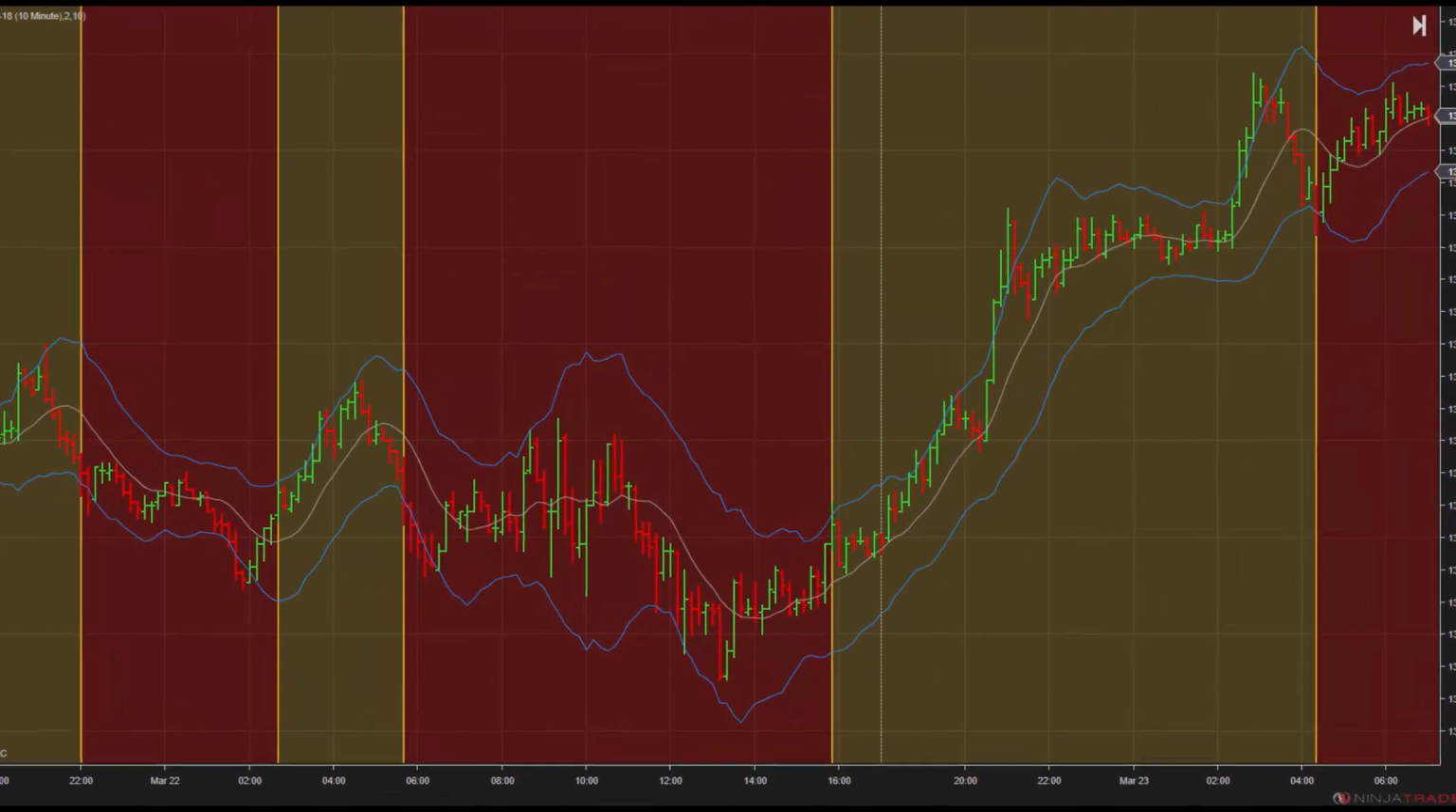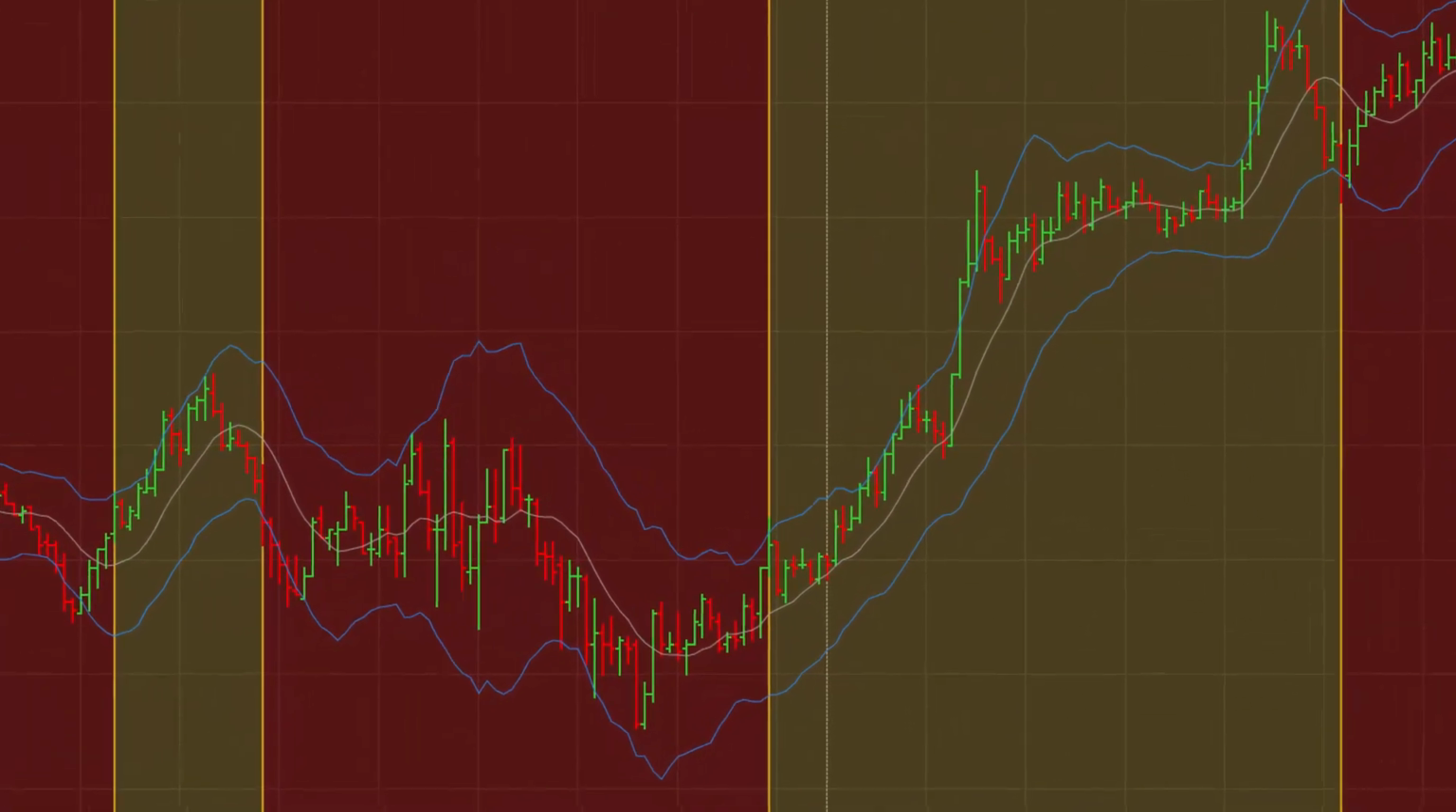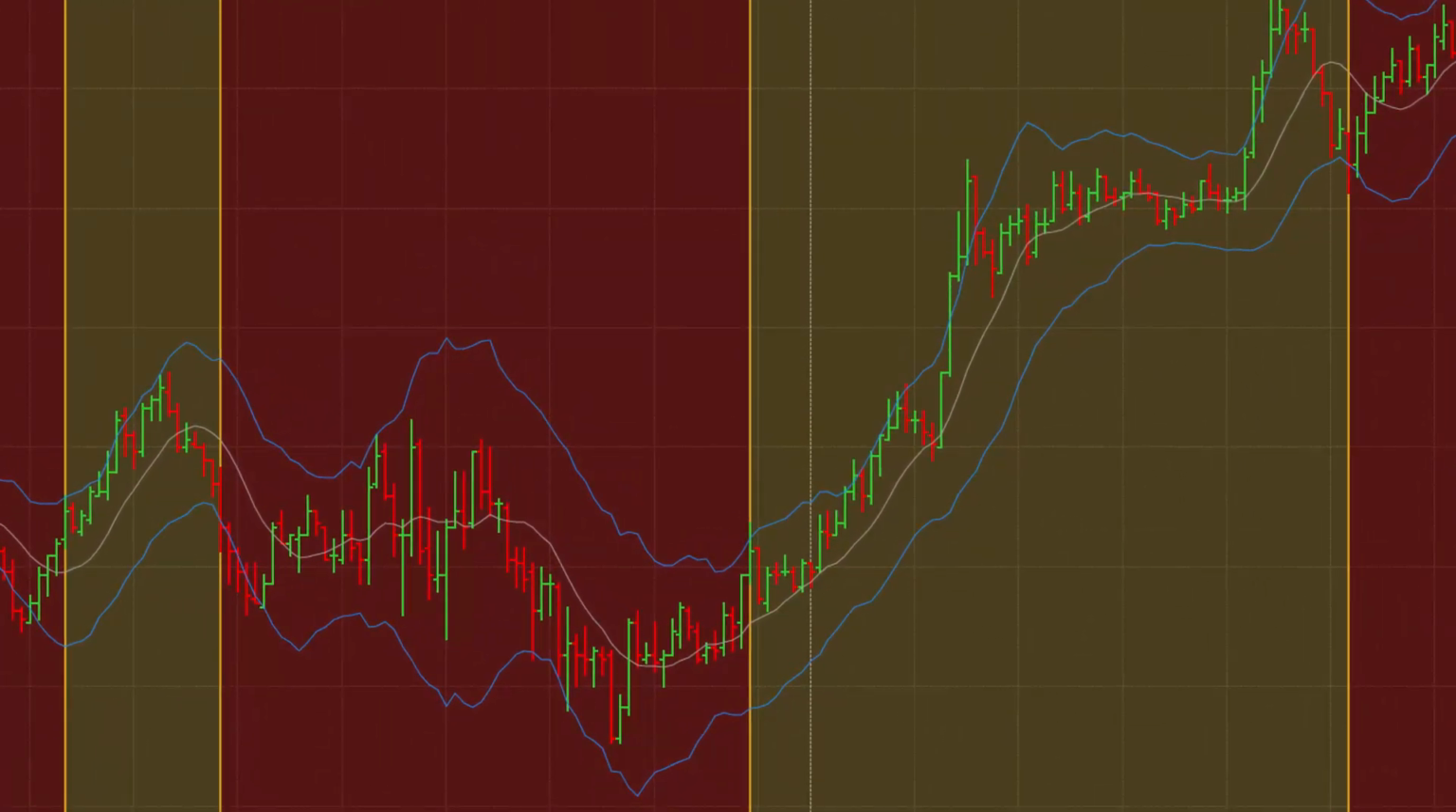Many traders watch for price action to breach Keltner channels as a signal for possible directional moves. A price breach above the upper channel typically symbolizes strong buying power in the market, and a dip below the lower channel can be interpreted as strong selling power.